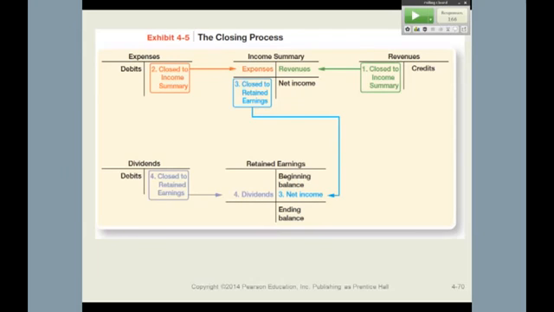Does income summary have a normal balance? Yeah, good question. Does income summary have a normal balance? No. Because what would happen if expenses exceeded revenues? You'd have a net loss. And then it would have a debit balance before we close it. So the answer is no. Now, the most important point when we look at the retained earnings account, I'll take some other questions in a second.